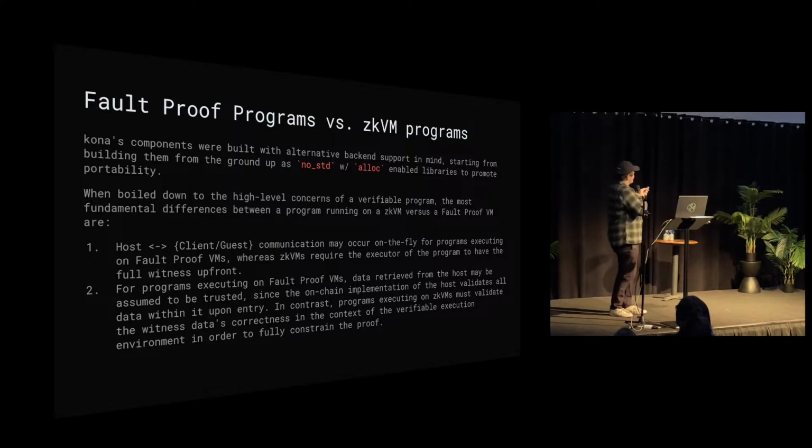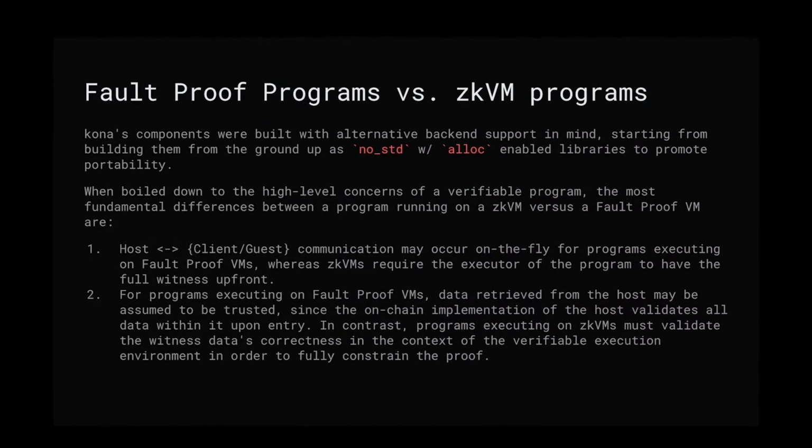Whereas ZKVMs, during the runtime, have to validate all of the data that comes in from the host. So for example, if I give you the preimage of a Keccak hash, you actually have to rehash it inside of the ZKVM to show that it's actually the real preimage. And they have to basically validate all of that in order to fully constrain the proof.